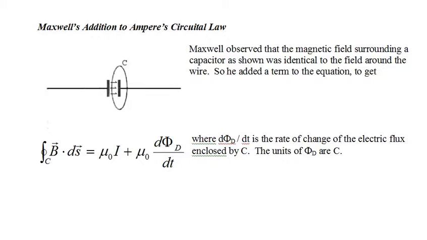From Faraday's law, a changing magnetic field produces an electric field. And with this addition to Ampere's circuital law, a changing electric field produces a magnetic field. The two fields in tandem constitute electromagnetic radiation.